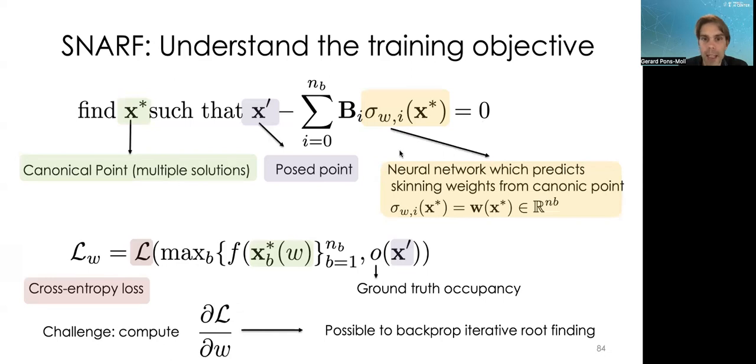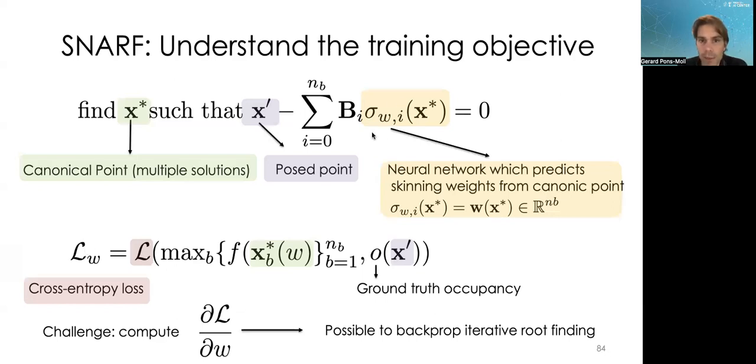Okay? And so the goal here is to find the neural network weights W, the weights of the neural network, such that this equation is satisfied and such that this loss that I'm going to define in a second is minimized.